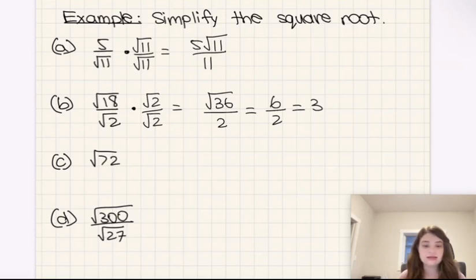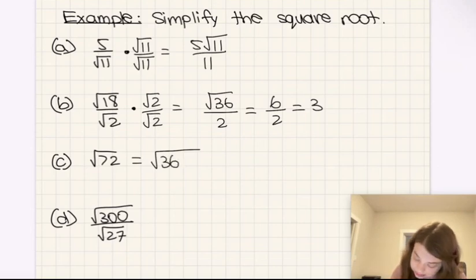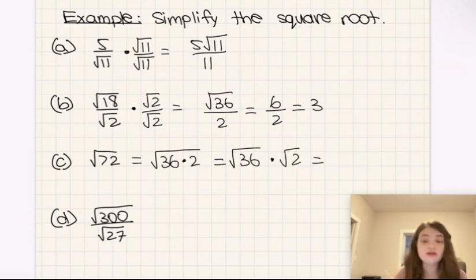And it does, right? Recall that 36 times 2 is 72. So I'm going to separate this and say that this is the same as the square root of 36 times 2. And keep in mind that this is equal to the square root of 36 times the square root of 2. And square root of 36 is just 6. So this is just 6 root 2, like that.